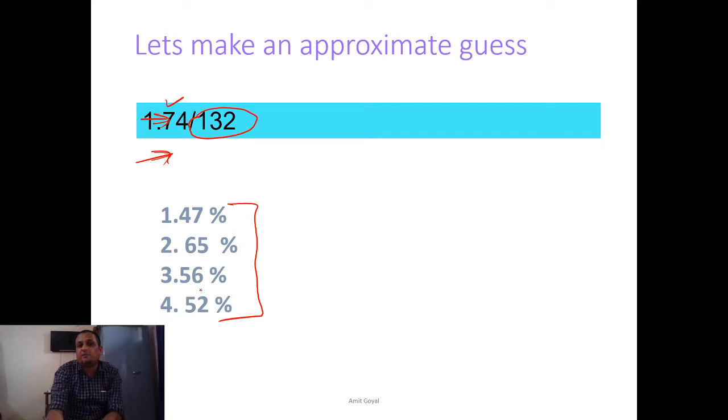Options are very near to 50%. What will I do? I will find the 50% of this. And you can easily visualize that 50% of this should be 66. Now this 74 is obviously more than that. So the answer is more than 50%.